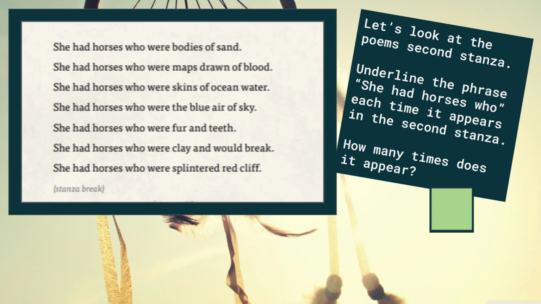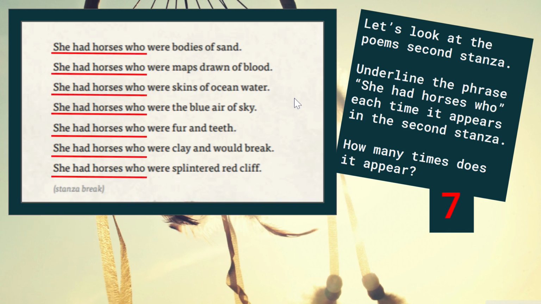How many times have you underlined "she had horses who" in stanza 2? You should have counted 7. 7 times, once on each line, in other words, she writes "she had horses who."